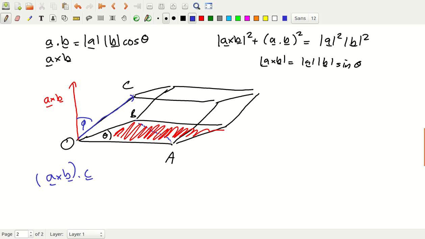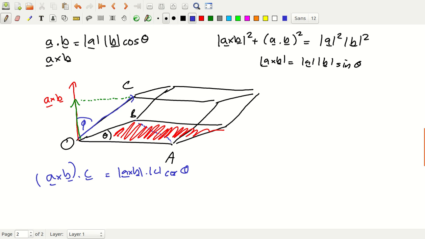Now, what is mod C cos phi? Isn't mod C cos phi this green length here? That's a sort of projection across. So I should write this as mod A cross B times mod C times cos phi. But that's the base area of this parallelepiped times its perpendicular height.